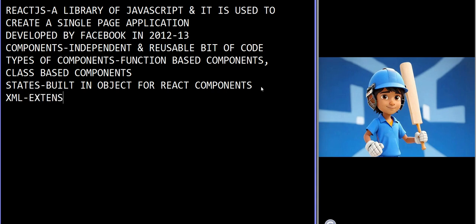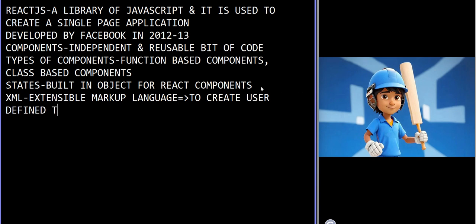After that, we have some terms like XML. We'll write the definition: Extensible Markup Language. This XML is mainly useful to create our own tags. I will write the definition: to create user defined tags. Yes, that's the main usage, we can take it like that.